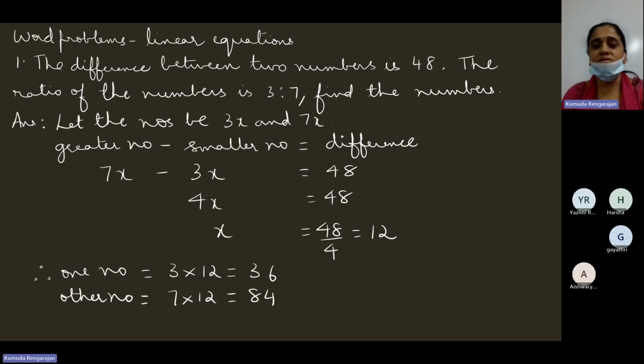See, once again, we can also use 48 for assuming the difference between the numbers is 48. We can use that for assumption and the ratio for constructing the equation. So see, how do we do that? What is the difference between the two numbers? 48, right?